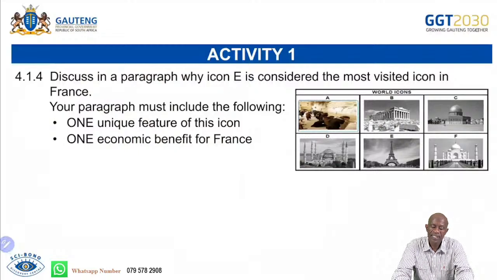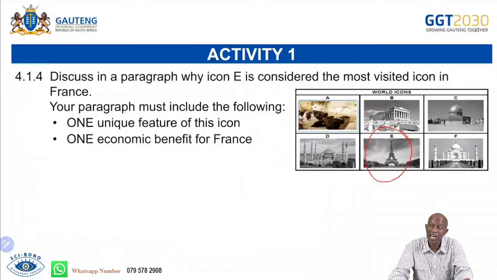4.1.4. Discuss in a paragraph why icon E is considered the most visited icon in France. So icon E is your Eiffel Tower, and in your paragraph, you must include the following.